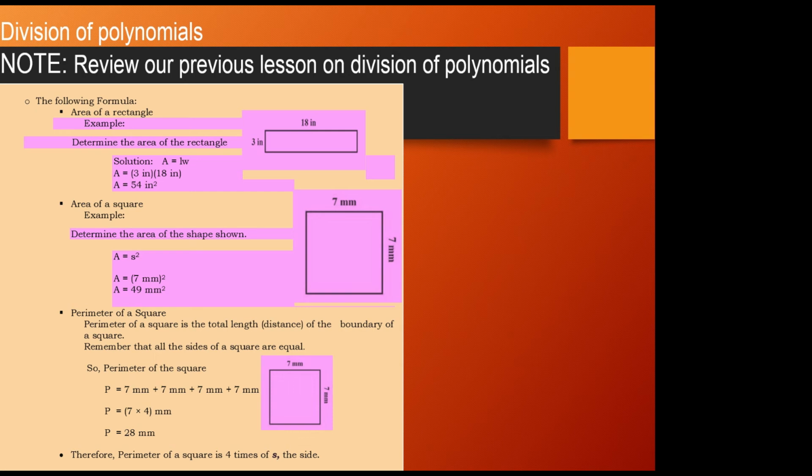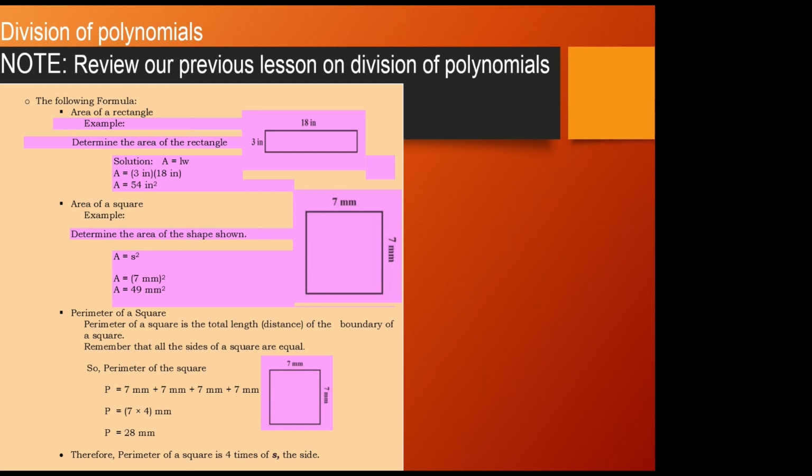You should also remember how to find the area of a square. So for example, in this figure, the side of the square is 7 millimeters. To determine the area of this square, we will just multiply s times s or s squared, or 7 times 7 or 7 squared, which is 49 millimeter squared.